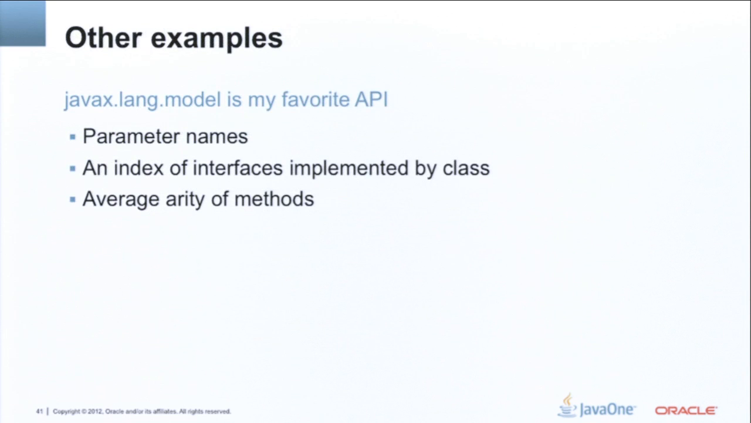And other examples I've used this for. This is kind of my favorite API actually. I think I have like 10 or 15 visitors on my computer at work for doing sort of language querying features. I used it for, as I mentioned, parameter names. I wanted to do an index of all interfaces implemented by all classes. I think I even wanted the transitive closure of all interfaces implemented by all classes.